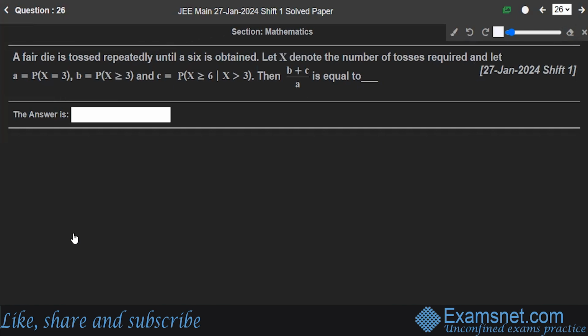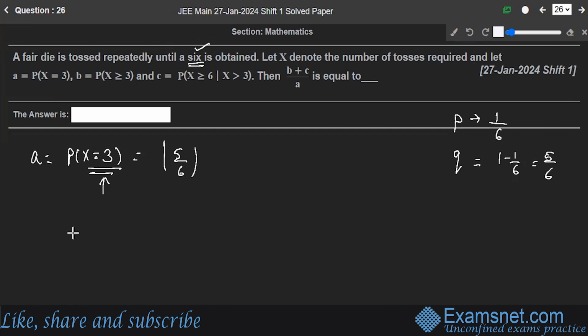All right. First of all, we are not sure how many times the number of tosses are taking place. Right. First thing, A gives you the probability that in the third attempt you get a 6. First of all, P, this is the probability of getting a 6. This is 1 out of 6. So what will be the probability of not getting a 6? That will be 5 by 6. Now, for getting a 6 in the third attempt, this is given by 5 by 6, that is q raised to power 2 into p raised to power 1.